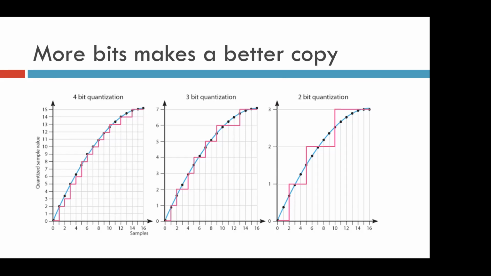The curve is the same height. In the right-hand example, the far right, we have only 3 steps: 0, 1, 2, 3, right? On the middle one, we have 7 steps. And on the left-hand one, we have 15 steps. Same curve. But now we have much better refinement between points in the curve.